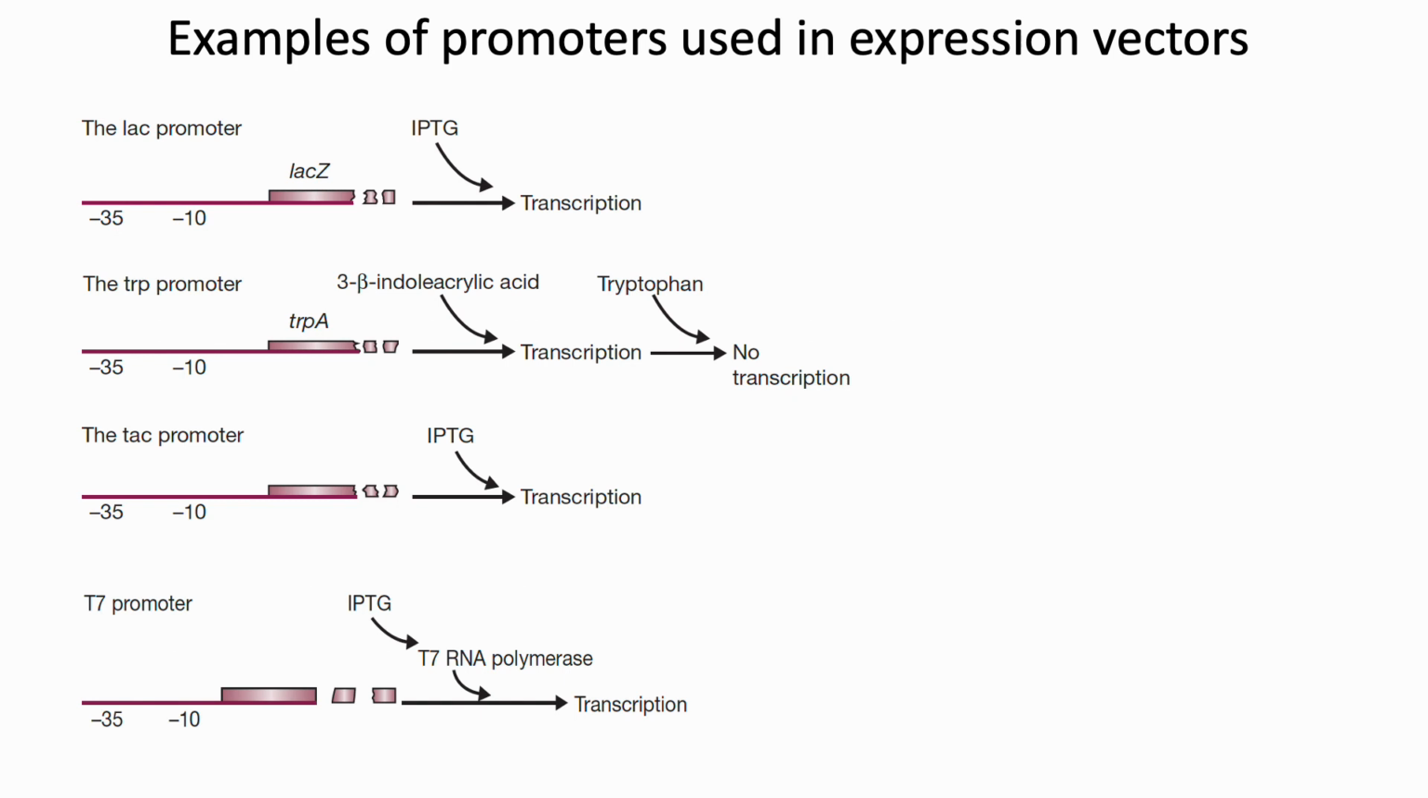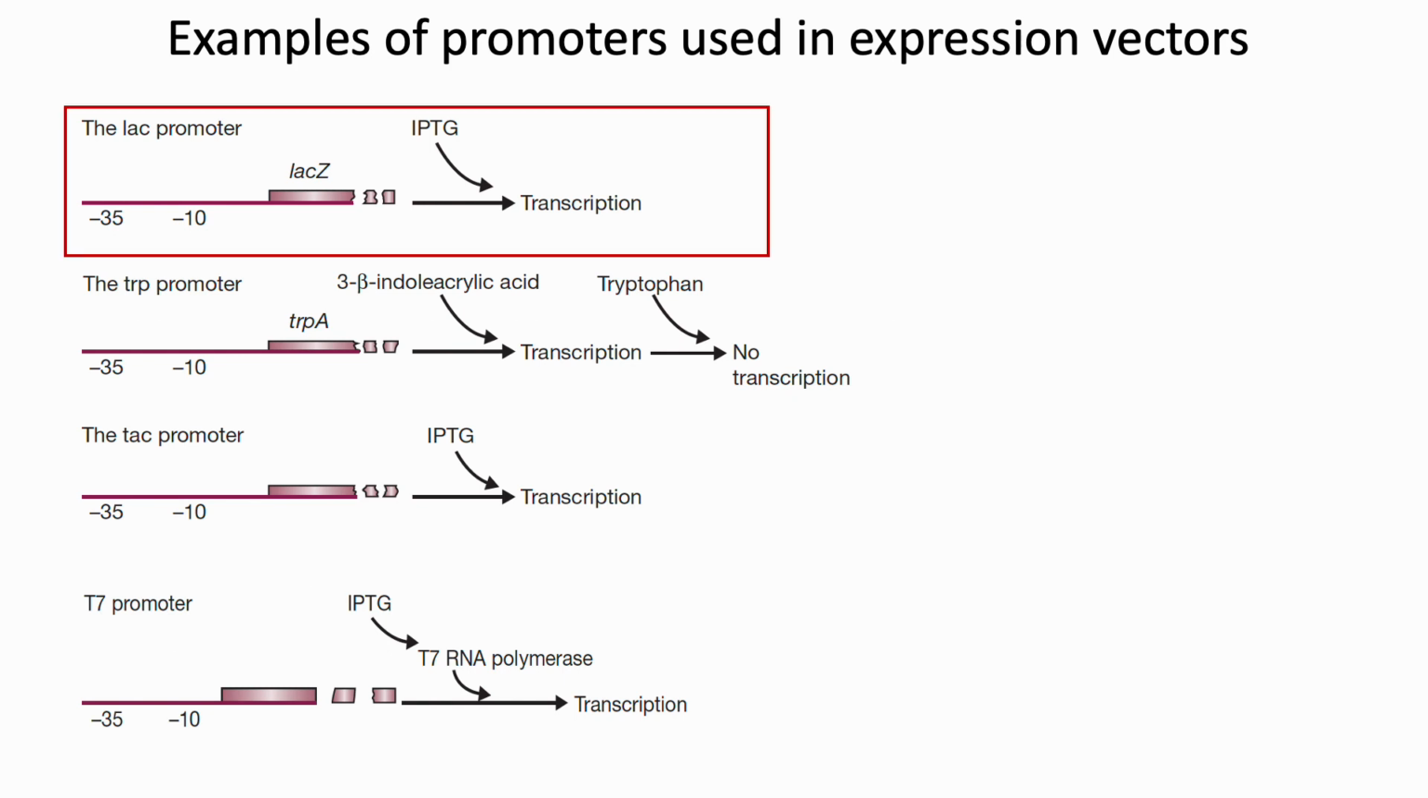In this slide, we will discuss various kinds of promoters used in expression vectors. Let's start with the lac promoter. The lac promoter is the sequence that controls transcription of the lacZ gene coding for beta-galactosidase. The lac promoter is induced by IPTG, so addition of this chemical into the growth medium switches on transcription of a gene inserted downstream of the lac promoter carried by an expression vector.